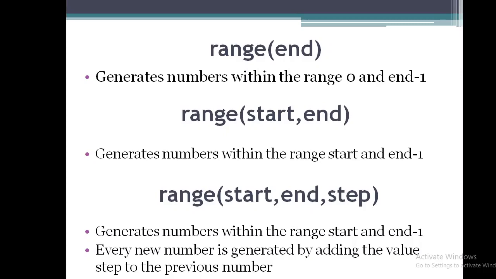To avoid that the range starts from 0, or to make a sequence of numbers start from any number, you have to go for the next variant of range, that is range of start, end. Here you can mention the first number and the last number of the sequence generated. The start can be any number, whether positive or negative, but end still behaves the same as in range of end. That means it will still print only up to end minus 1.